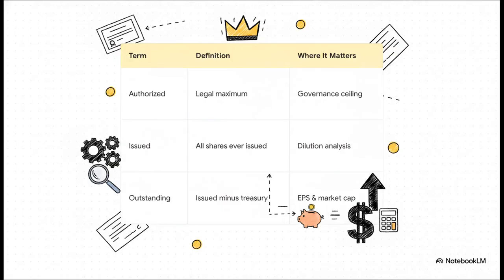And this brings us to what I like to call cap table confusion. So you've got authorized at the top, that's your governance ceiling. Then you've got issued shares. That means all the shares ever put into circulation, including the ones the company actually bought back, treasury stock. But here's the real kicker. Outstanding shares. That's issued shares minus treasury stock. You really need to memorize this distinction because outstanding shares dictate your earnings per share and market cap, while issued shares are what you'd use to analyze overall dilution. If you mix these up, you literally change the entire math.